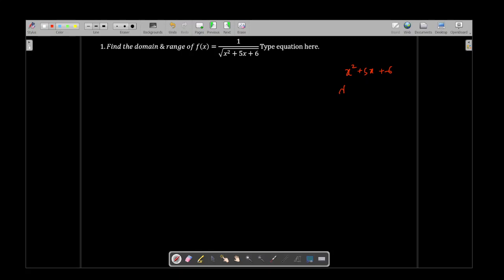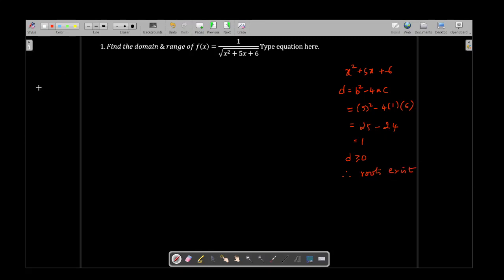We'll find the discriminant. Discriminant is b square minus 4ac. If discriminant is greater than or equal to 0, then roots exist. If b square minus 4ac is negative, roots do not exist. b square is 5 square minus 4 into a is 1, c is 6. So this is 25 minus 24, which is 1. So discriminant is greater than or equal to 0. Therefore roots exist.